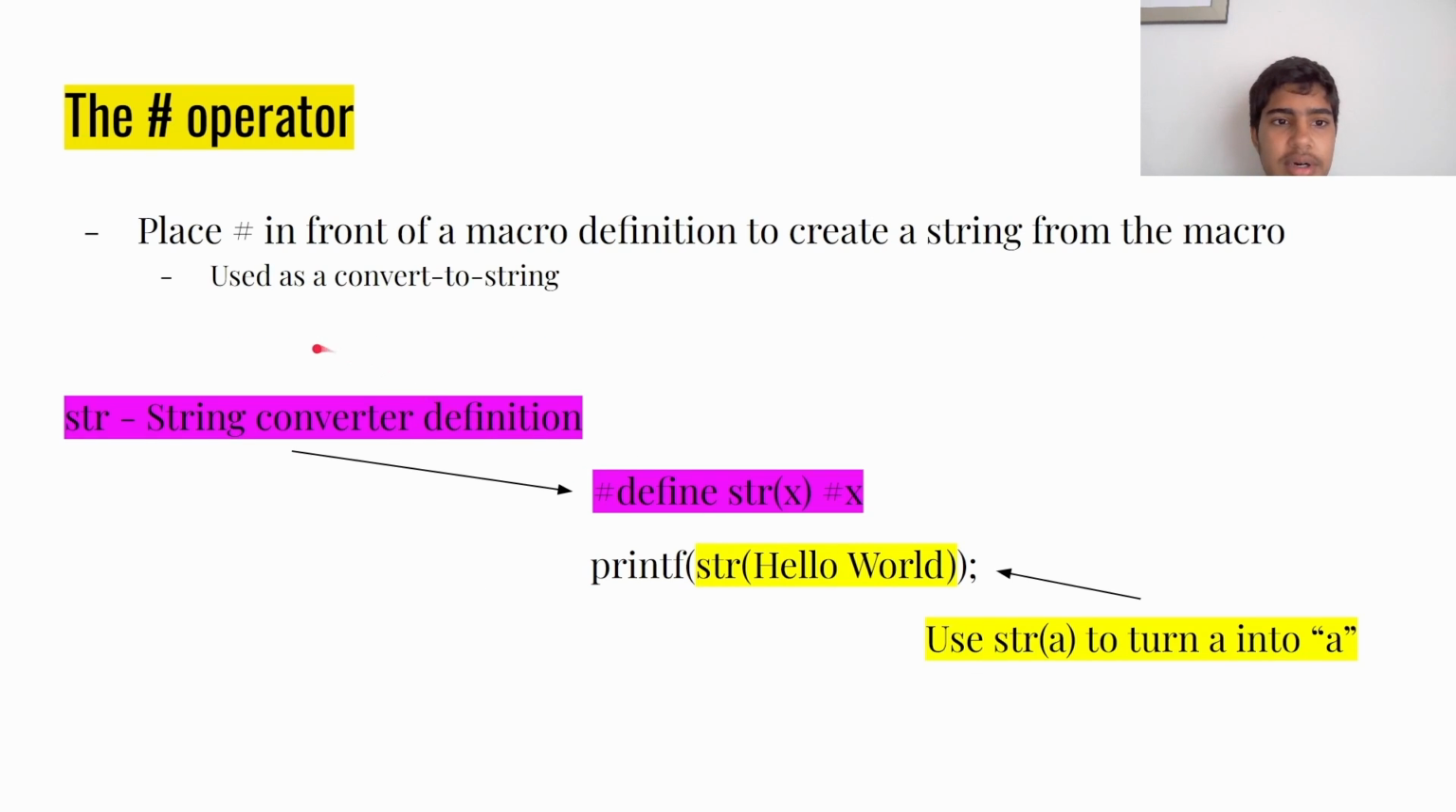And the hashtag operator. This can be placed in front of a macro definition to create a string from that macro. So what you can do is hashtag define string x and then hashtag x, which is a special format, and then you can just use this as a string converter. Normally you would be saying printf and then in quotes writing hello world. But instead, in this case, you can just use string, the function that we made earlier, and then you can just put hello world inside it. So this highlighted in yellow turns string hello world into "hello world", and that gets printed out.